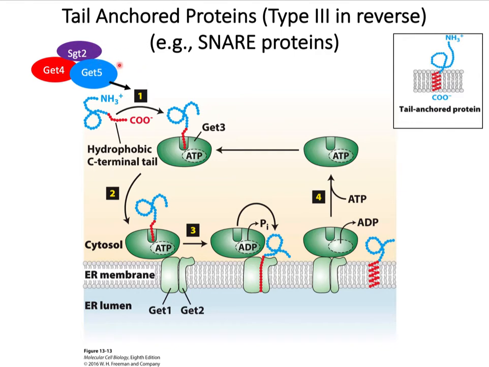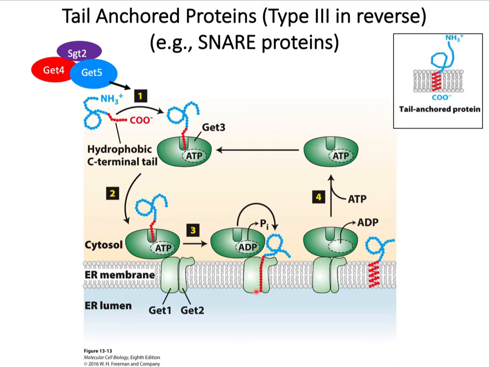This SGT2, GET4, GET5 complex sequesters the nascent polypeptide and helps it to load onto a GET3 complex, which is in complex with an ATP. And the GET3 and ATP complex gets this protein and brings it down to the ER membrane, where it associates with a GET1, GET2 complex. And the hydrolysis of the ATP from the GET3 allows this nascent polypeptide to be inserted into the GET2 and GET1 complex. And this is where the ATP hydrolysis to ADP happens.